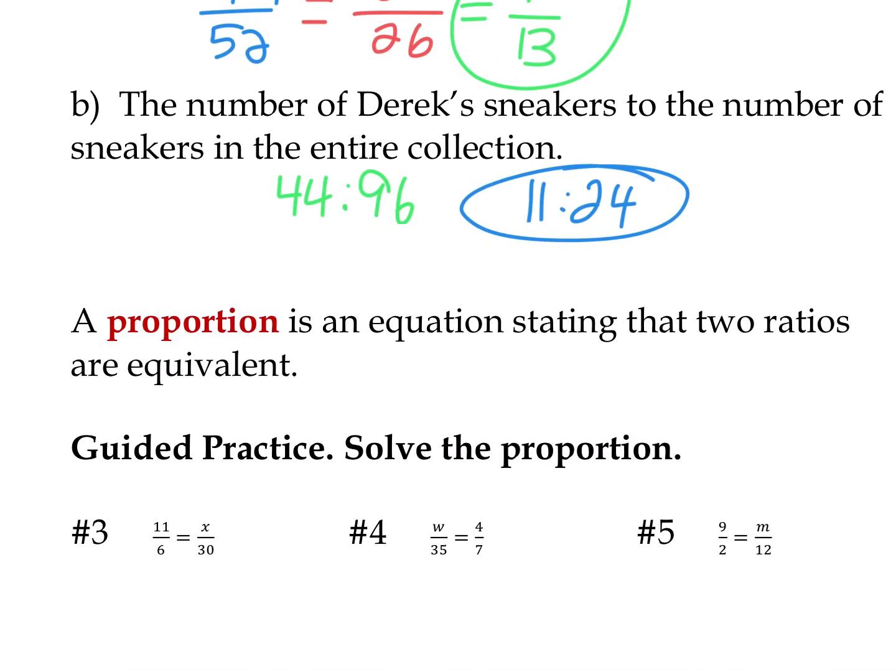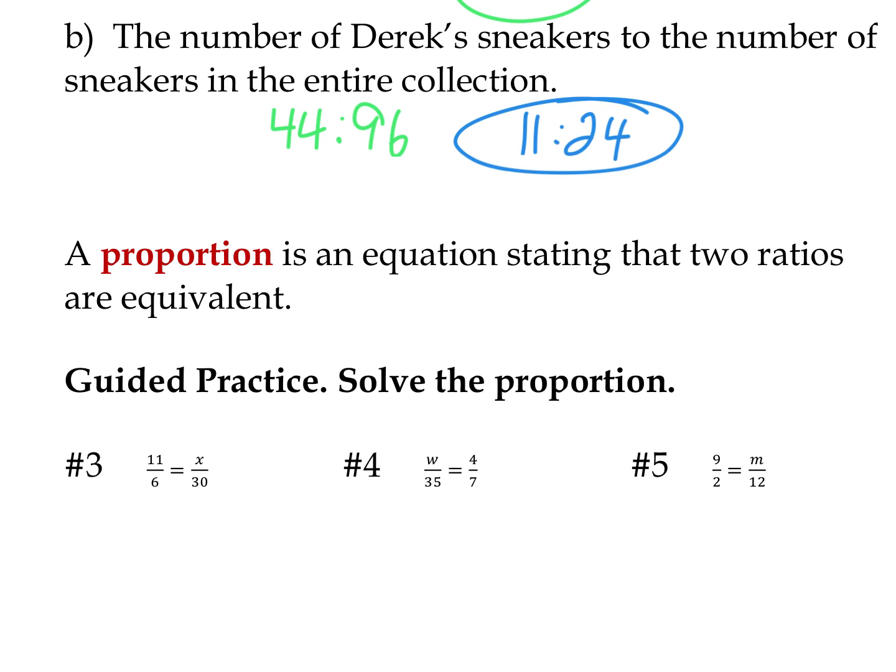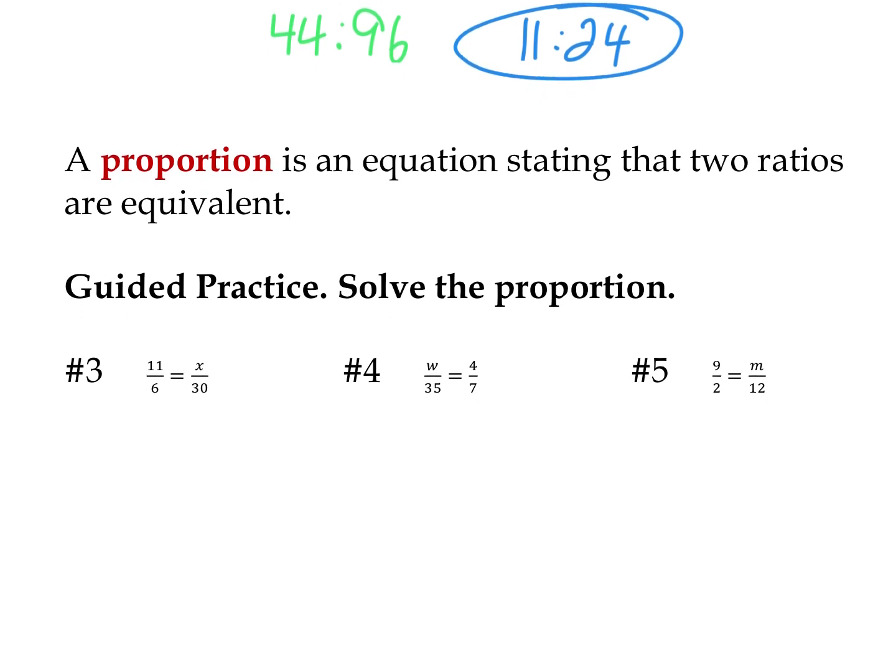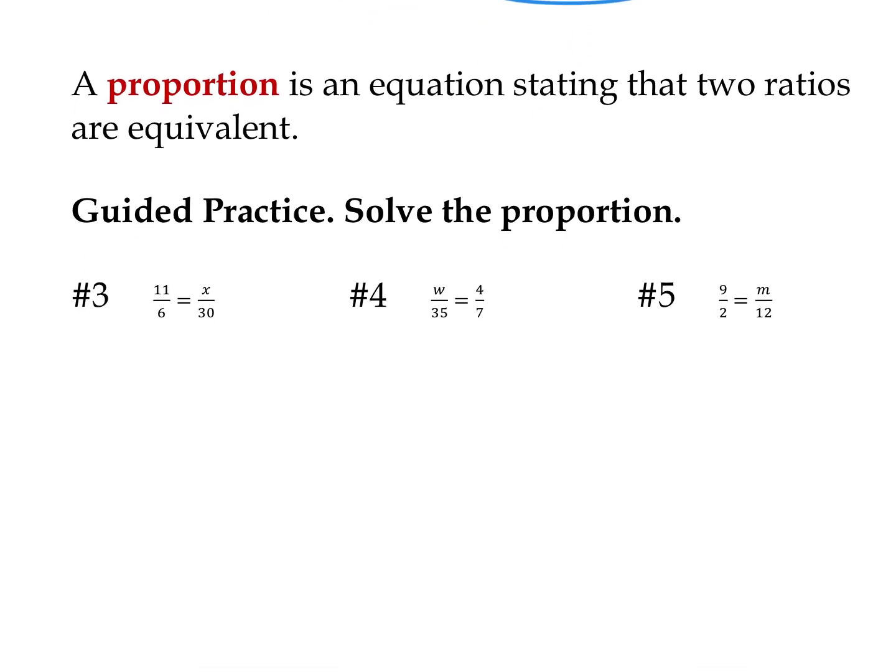Now let's talk about proportions. I mentioned it earlier. A proportion is an equation stating that two ratios are equivalent to each other. So a proportion is comparing two ratios equal to each other. We can see some examples here, and we're going to solve them. So here we have a ratio. 11 to 6 is a ratio. x to 30 is a ratio. A proportion is when we put them equal to each other.